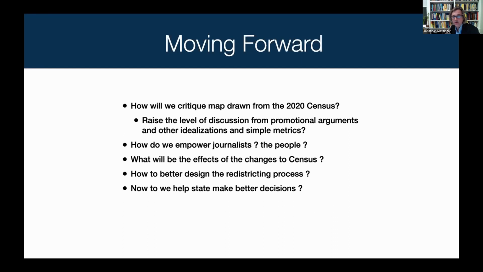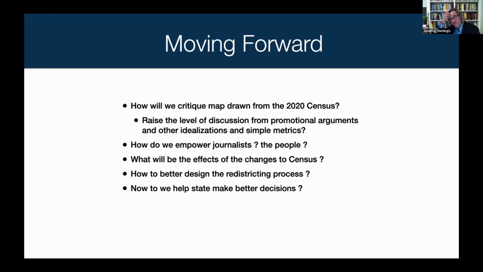But I'll just say that these same ideas can be applied to a lot of questions. How will we critique the maps that come out of the 2020 census? The Princeton Gerrymandering Project is doing a really good job of getting data ready. How can we raise the level of discussion that really brings in ideas that explain what's going on, not just talking head points on Meet the Nation or something, if people even listen to that anymore? How do we empower journalists?